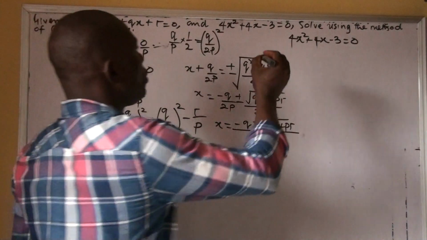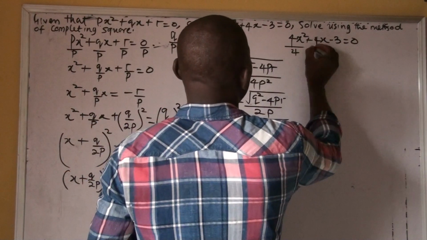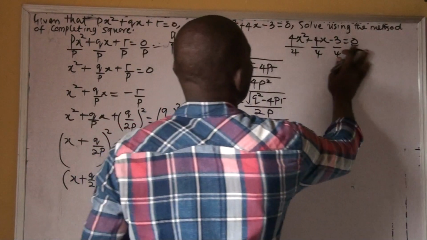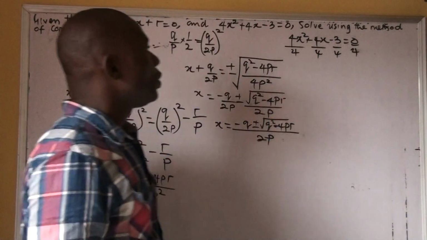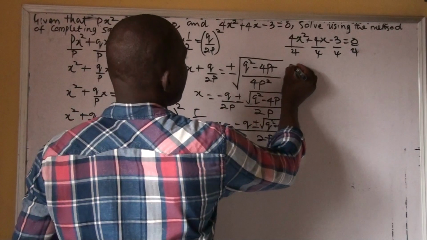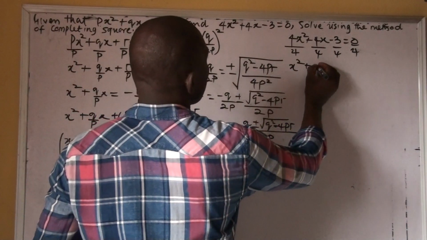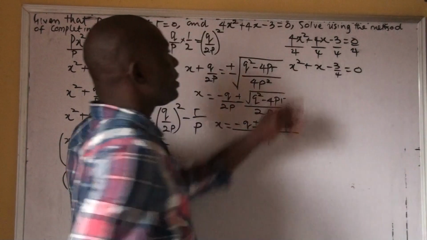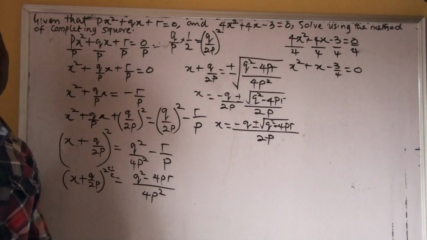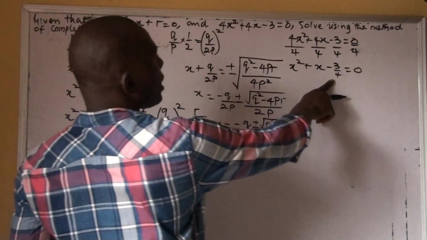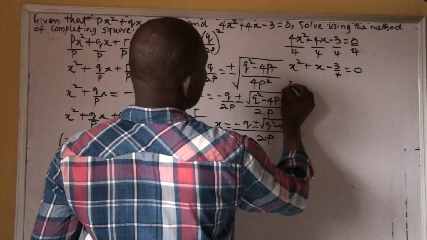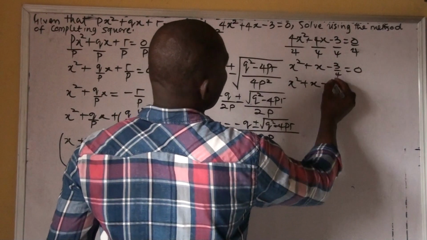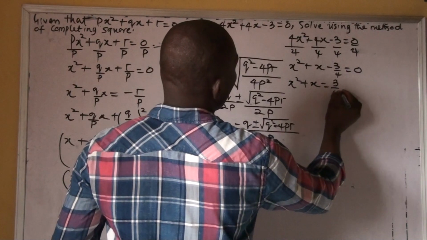Like I said, what we do first, we must divide through by what? By the coefficient of x square throughout the equation. Once we have done that, this becomes x squared plus x minus 3 over 4 is equal to 0, because 0 divided by 4 is also 0. The next thing is to move this constant term to the right hand side, and if we do that, this becomes x squared plus x is equal to 3 over 4.